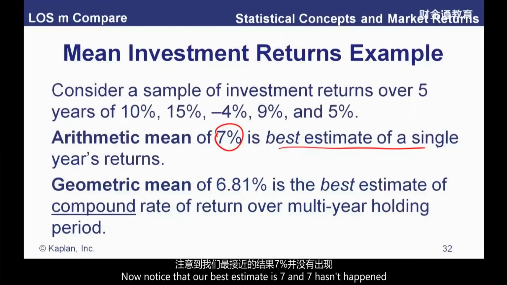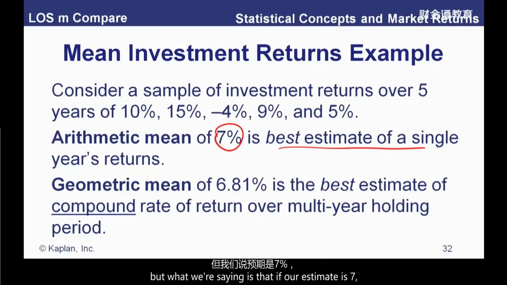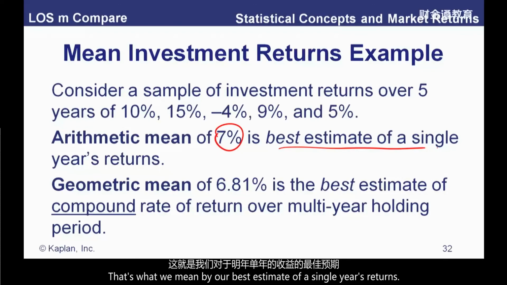Now notice our best estimate is 7, and 7 hasn't happened. But what we're saying is that if our estimate is 7, our expected miss from 7 is minimized. That's what we mean by our best estimate of a single year's returns.